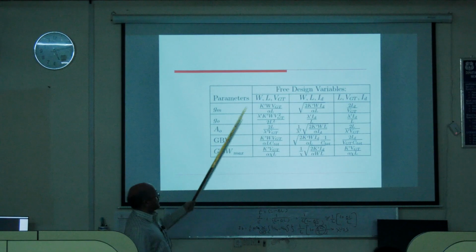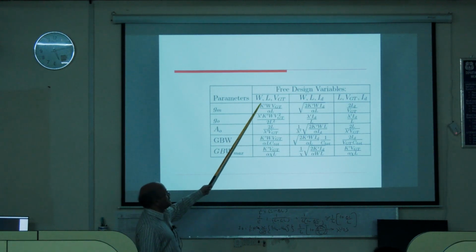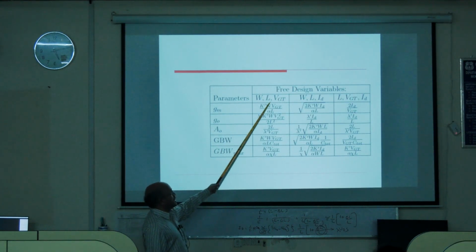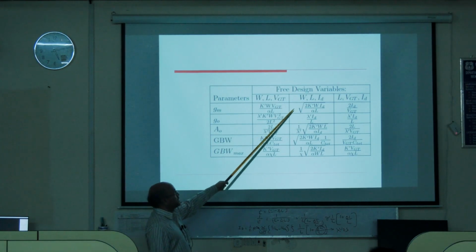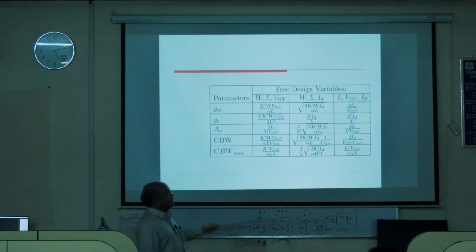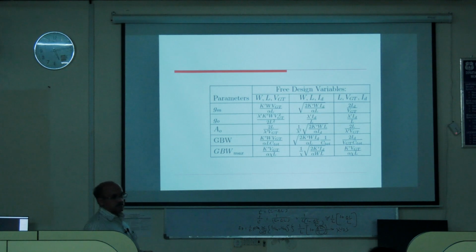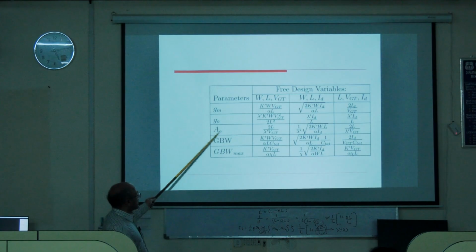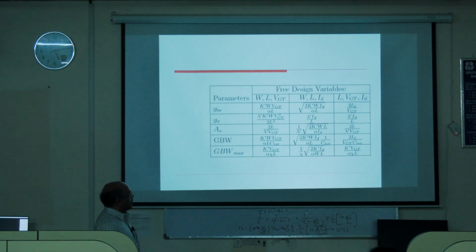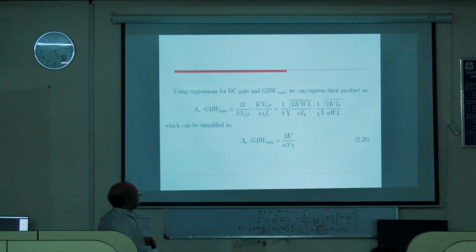What are the three styles? The voltage base, the free design variables are W, L and VGT, and for the current base W, L, ID, and for the other base it's L, VGT and ID. You can calculate gm, g0, A0, GBW and GBW maximum, whatever it is. Right. So now why have we actually tabulated all this is the question here. So one important observation we try to draw here.